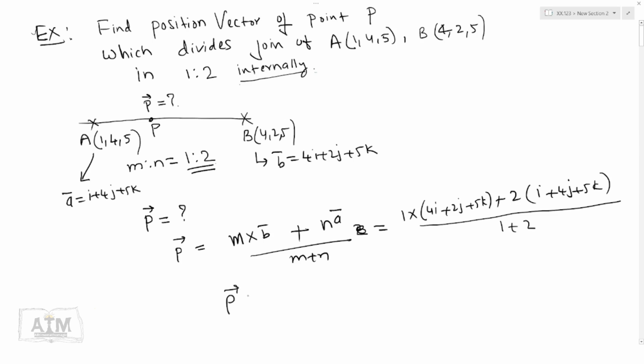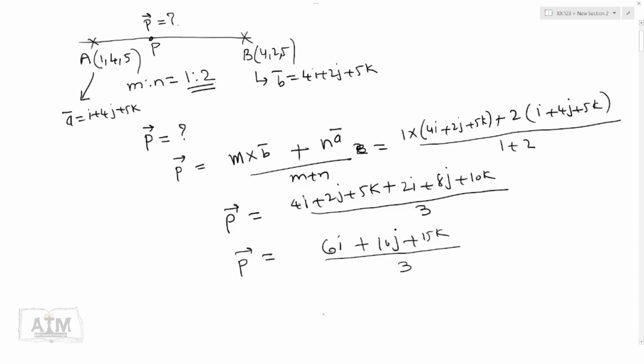Therefore vector P equals (4i plus 2j plus 5k plus 2i plus 8j plus 10k) upon 3. Therefore vector P equals (6i plus 10j plus 15k) upon 3. This can be written as 1 upon 3 in the bracket (6i plus 10j plus 15k).